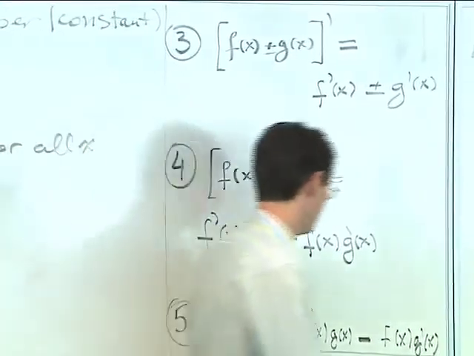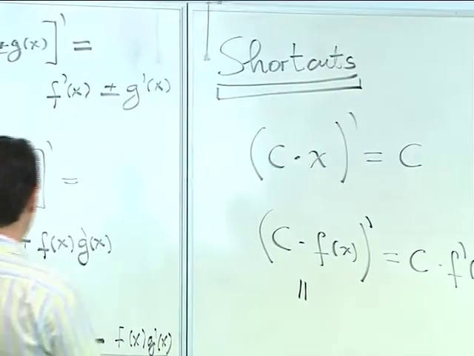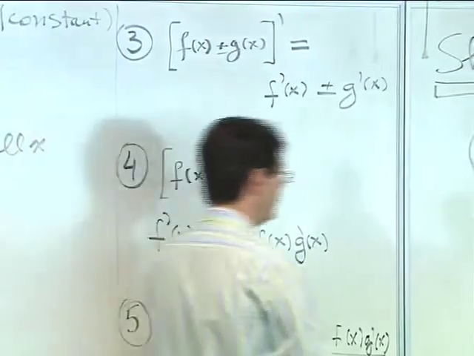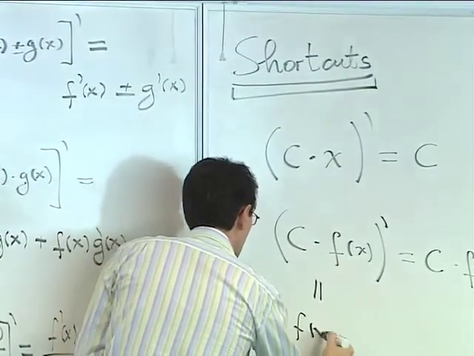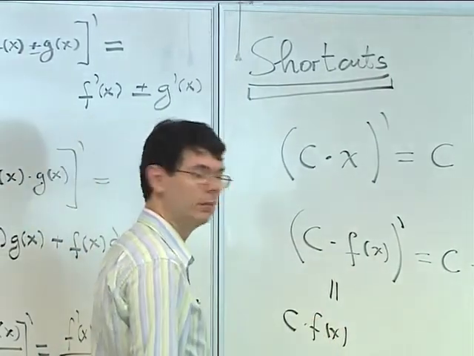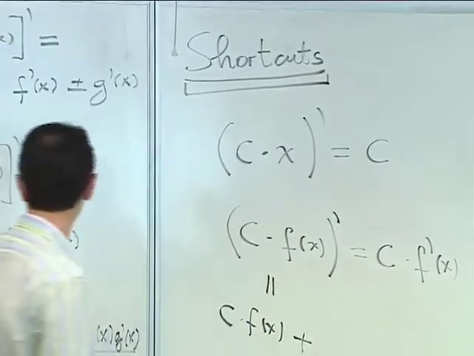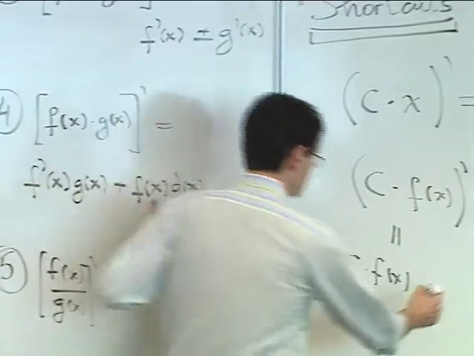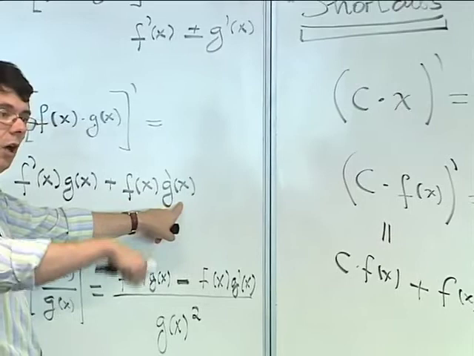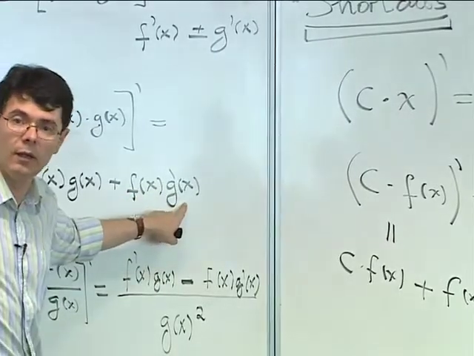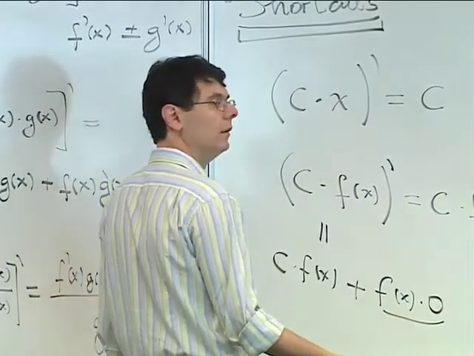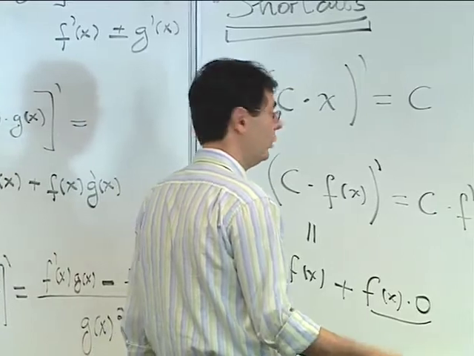According to the product rule, this has to be the derivative of f times g, so the derivative of f times c, plus the function f times the derivative of g. But g is constant. The derivative of a constant is 0. So you don't have to be writing that. So that's a shortcut.